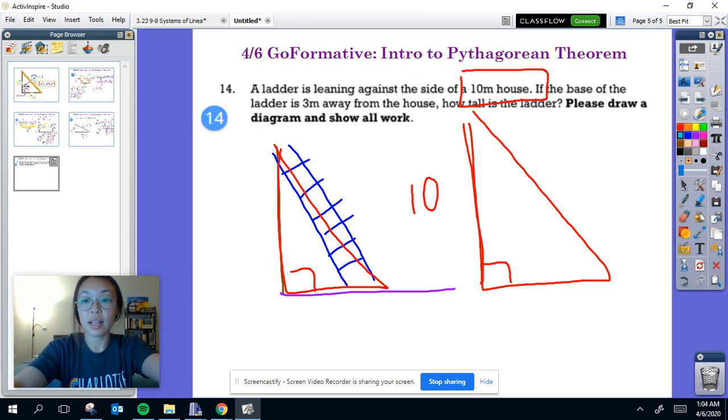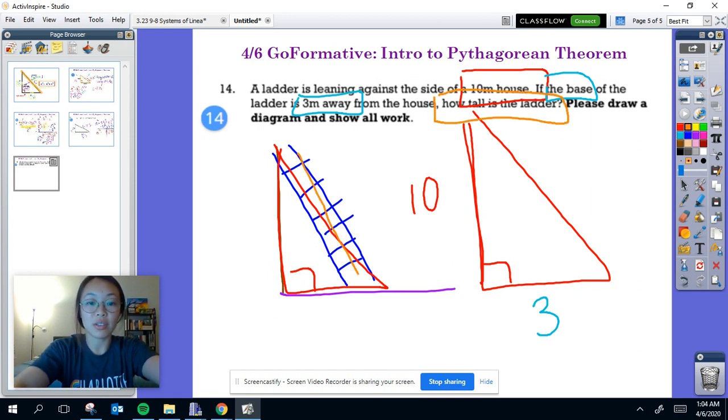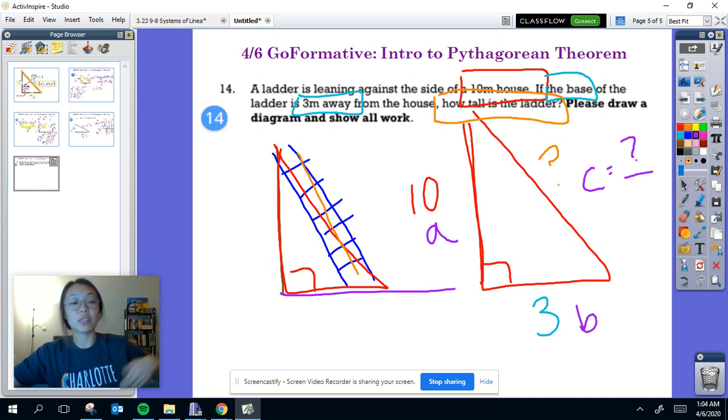It says that the base is 3 meters away from the house. So the base is going to be on the bottom. And then it's asking, how tall is the ladder? Well, if this is the ladder right here, I know my hypotenuse is the one that's missing. And what letter represents the hypotenuse? C. So we do not know C, but we do know A and we do know B. I want you guys to use the Pythagorean theorem to try to figure out this higher level word problem. Please reach out if you guys have any questions, and good luck with your work today.